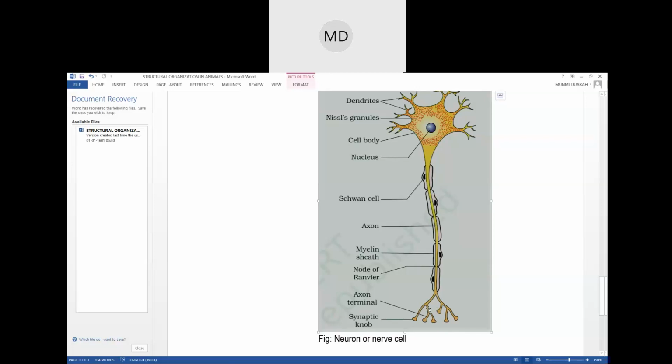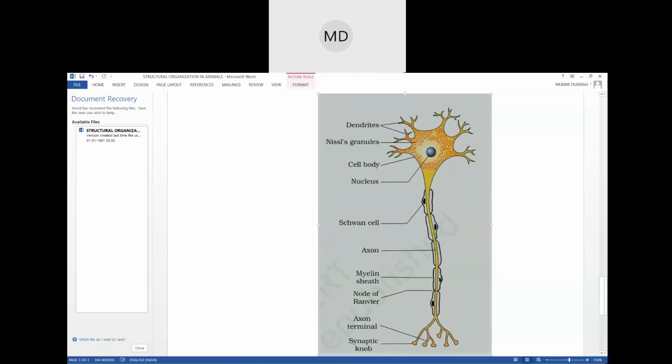And this one resembles a tree root, right? So this is the axon terminal, and this small bulb-like thing is the synaptic knob. So this is the structure of a neuron, and this is very important. You need to learn to draw this structure as a labeled diagram.